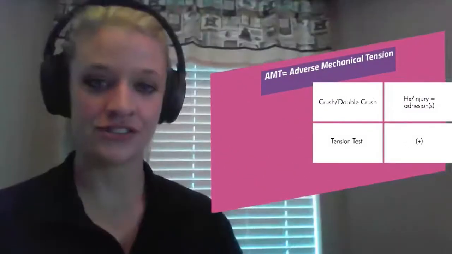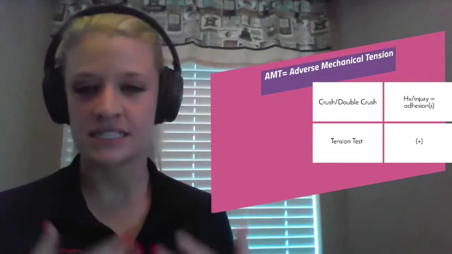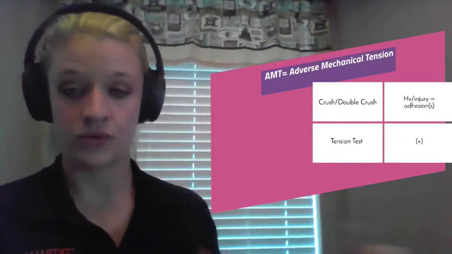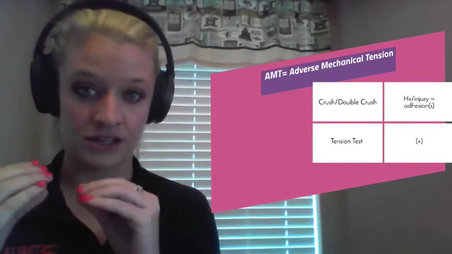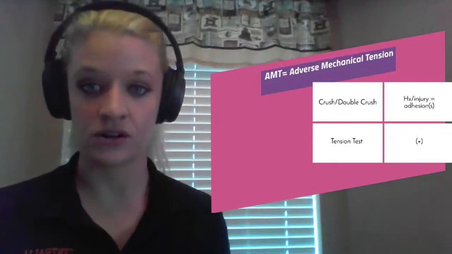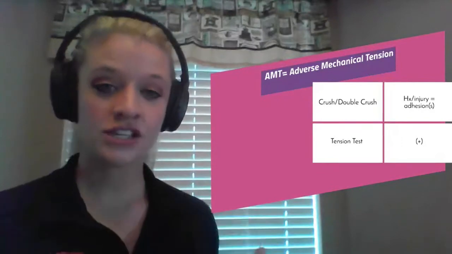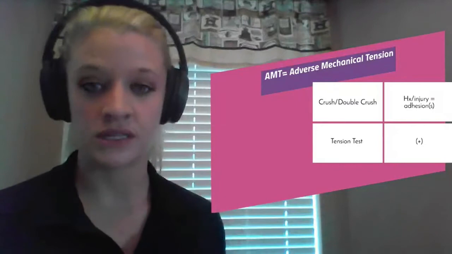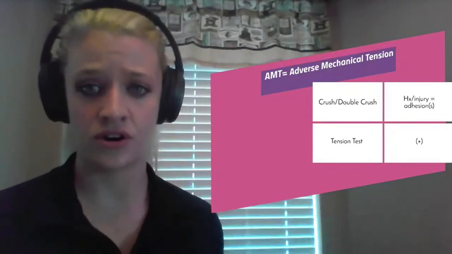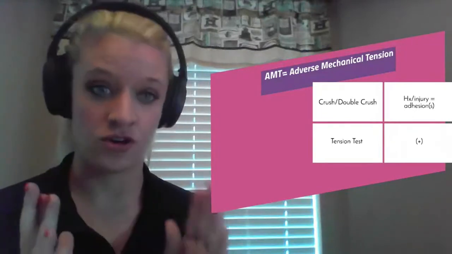An AMT stands for an adverse mechanical tension. What this means is that somewhere along the nerve that we are discussing, so for example, the radial nerve, somewhere along the radial nerve, there is an adhesion between either the axon, the myelin sheath, or the myelin sheath within the fascicle, or even the fascicles within the epineurium. This is called either a crush or a double crush situation. Crush just means that there's an adhesion somewhere along the nerve pathway. Double crush means that there might be two adhesions happening within that nerve pathway.